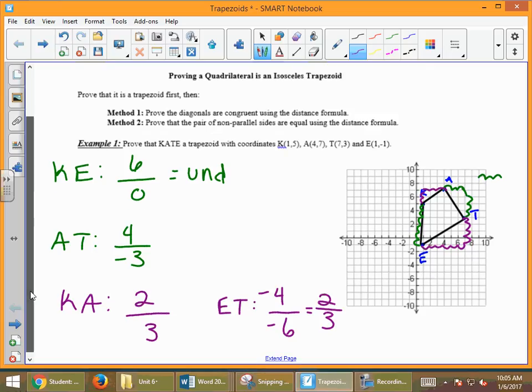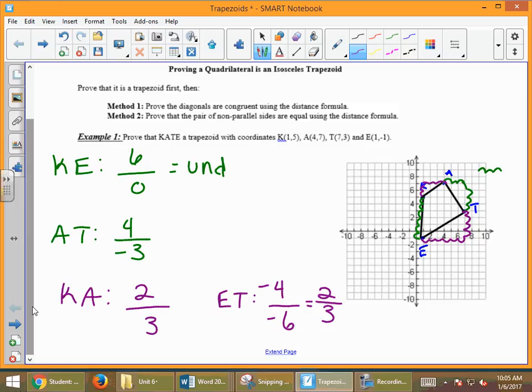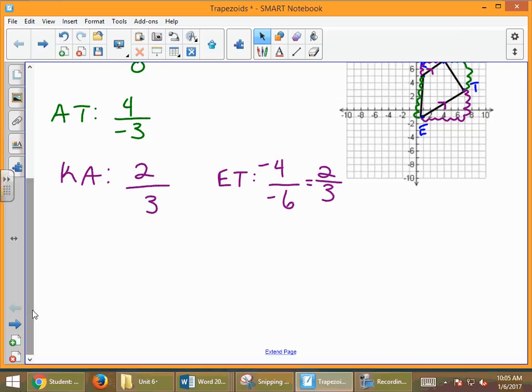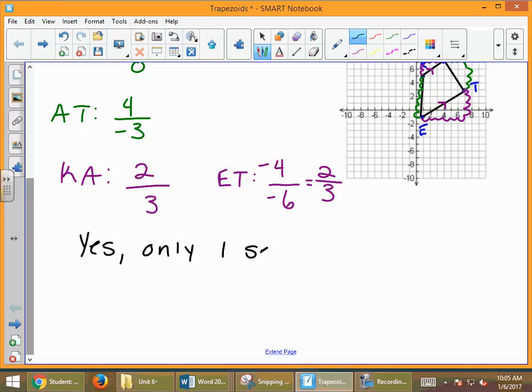Yeah. We have two sides that have the same slope, which means these two sides are parallel. And then the other two sides, which we call the legs, do not have the same slope, which means they're not parallel. That is what a trapezoid is. So you would say yes. Only one set of parallel sides.